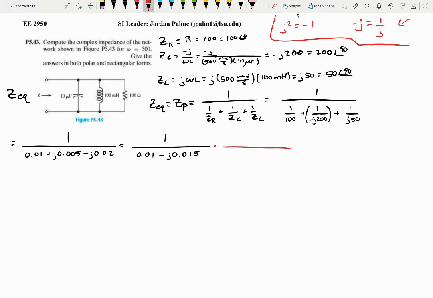So if we're doing the complex conjugate route, 0.01 plus j 0.015. The complex conjugate is just that, but we're changing the sign right there. We'll multiply the top and the bottom by that.